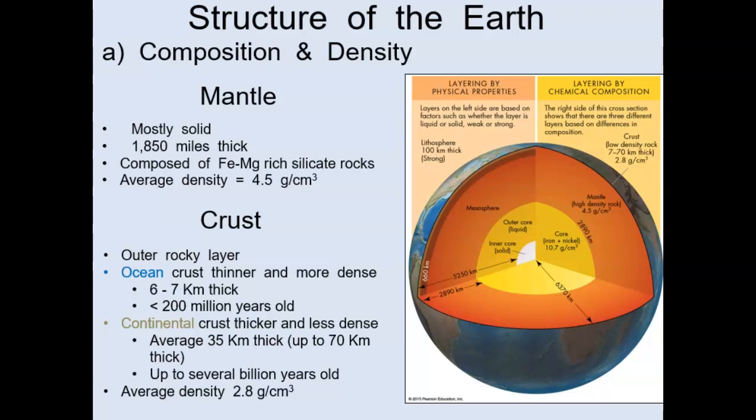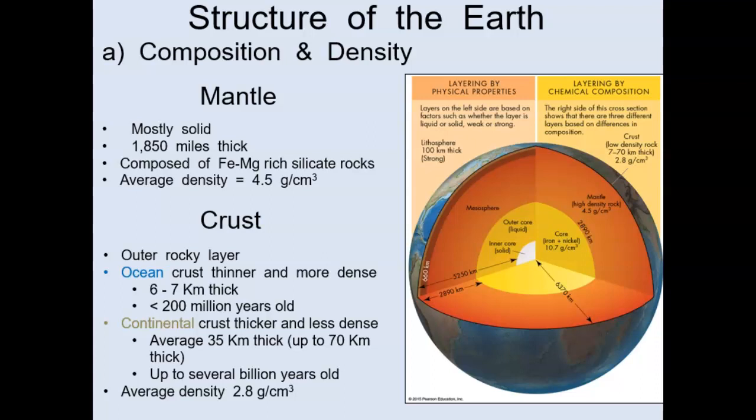So the mantle itself is the thickest layer in terms of composition, and it is around 1,850 miles thick. It is composed mostly of iron and magnesium-rich silicate rocks, meaning rocks that are made out of mostly silicon and oxygen, and either magnesium or iron as the bonding elements with those elements, with silicon and oxygen.